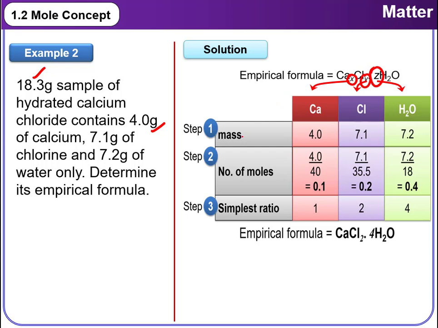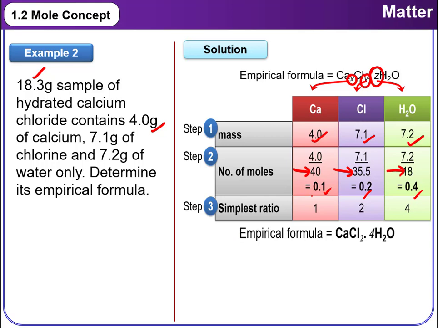You insert the mass: 4 gram for calcium, chlorine is 7.1, while water is 7.2, as given in the question. Then you find the mole for each of calcium, chlorine, and water, respectively, by dividing by the molar mass. For calcium it is 40, chlorine is 35.5, while water is 18. Then you find the ratio and the simplest ratio as well.